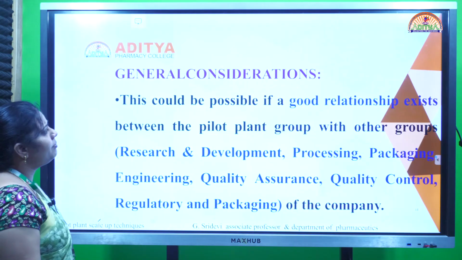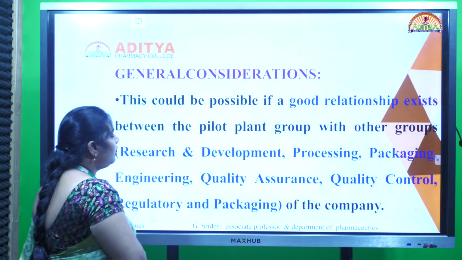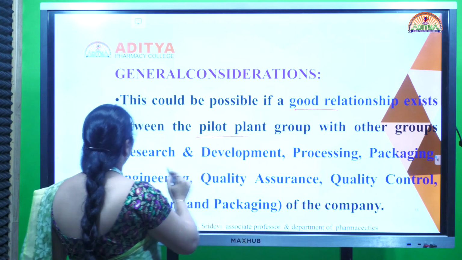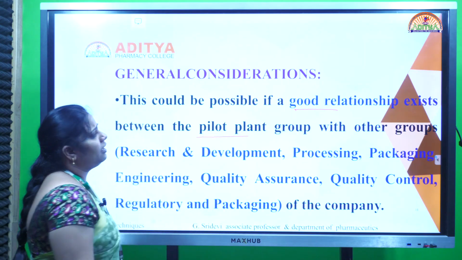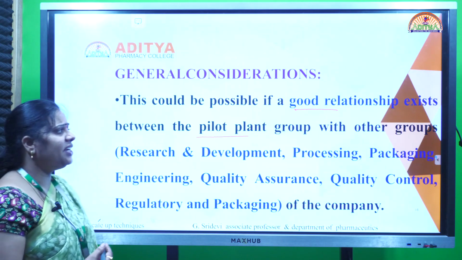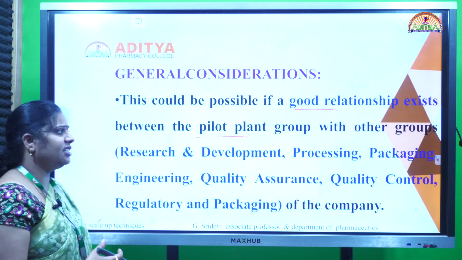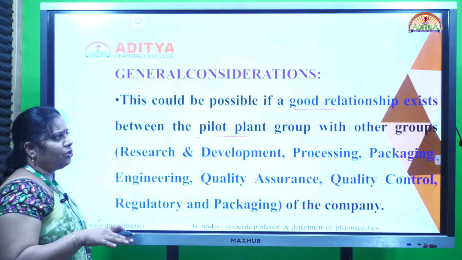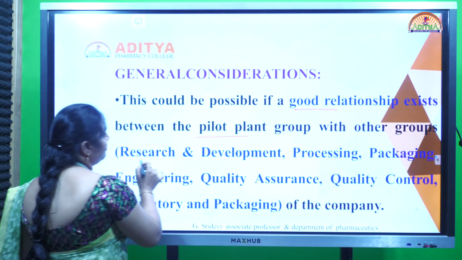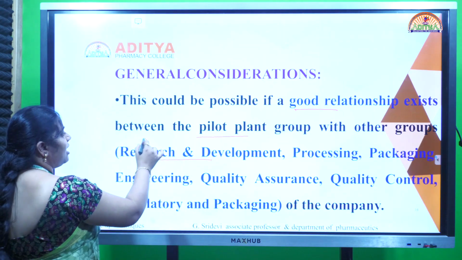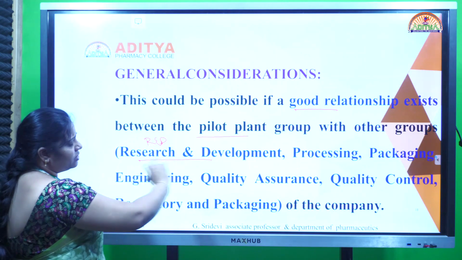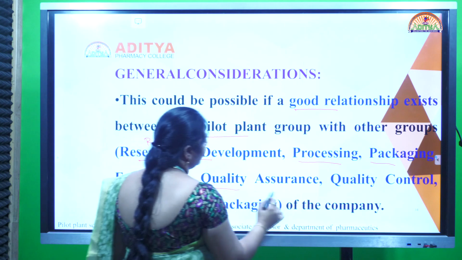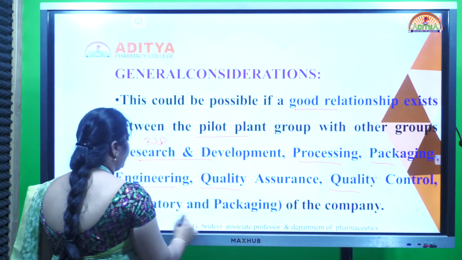And coming to the next one, this could be possible if a good relationship exists between the pilot plant group and the other groups. That means activities will go well whenever good relationships are maintained between the different plant group members. Like that, the first one is research and development, the R&D. And next one, process packaging. Next, engineering, quality assurance, quality control, regulatory, and the packaging.